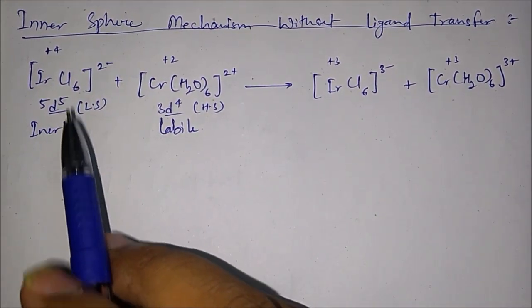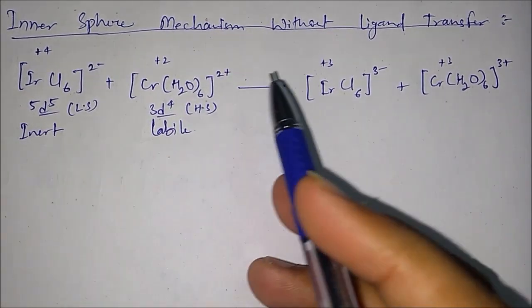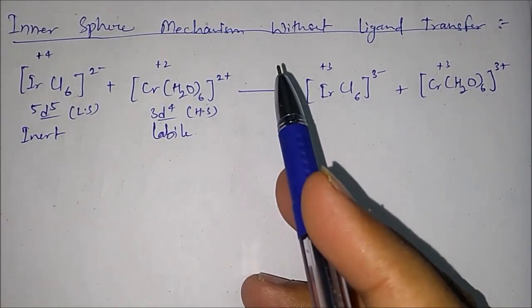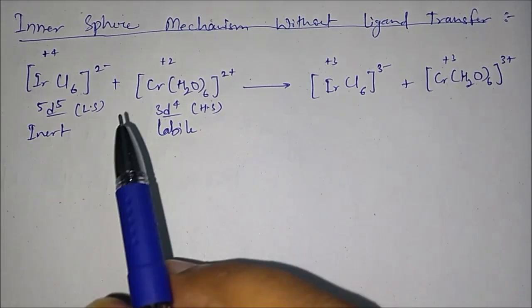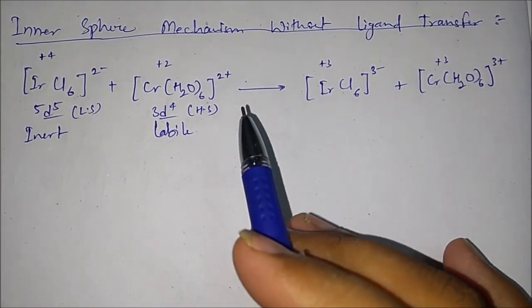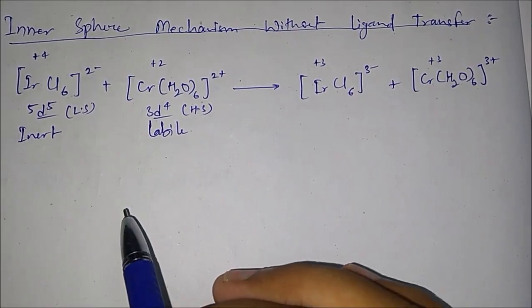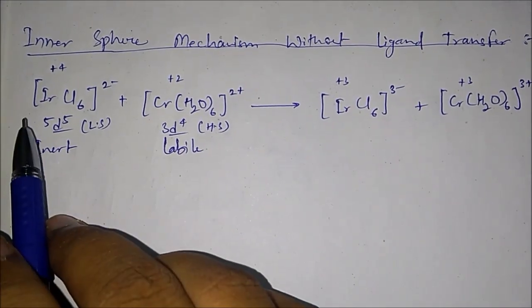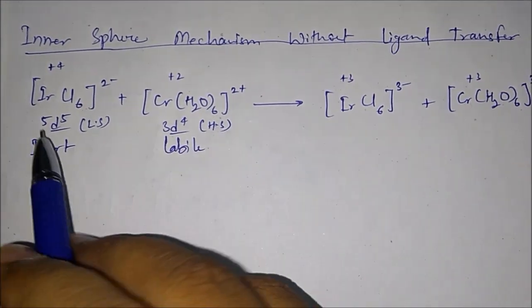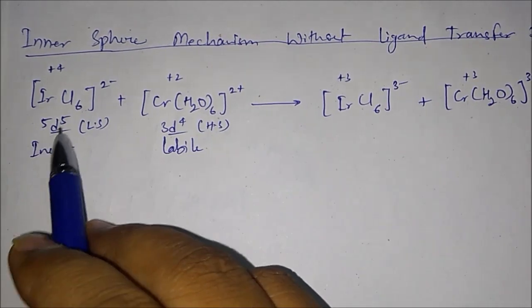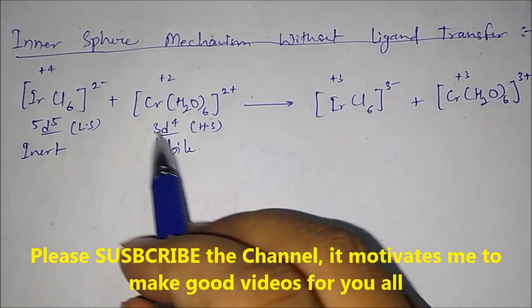So we have discussed an example where the ligand transfer was taking place and the inner sphere mechanism was also there. Now let's take another example where the inner sphere mechanism is there but the ligand transfer will not be there. So we have this complex. Now if you see the electronic configuration of this, this is your 5d5 complex, whereas this is your 3d4 complex.